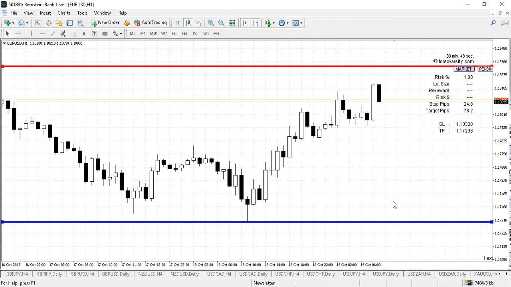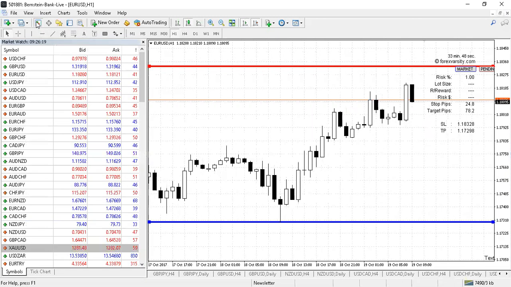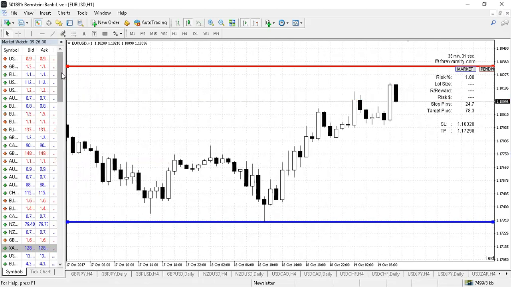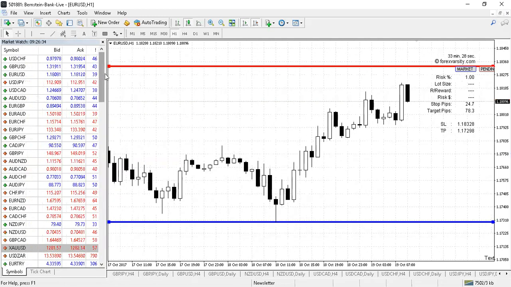To find out what the spread is on a particular pair, you can go to your market watch, and you'll see these symbols: the bid, the ask, and sometimes for some people it's a little bit squashed. So you can just move this menu out slightly. Then you'll see the various different headings.